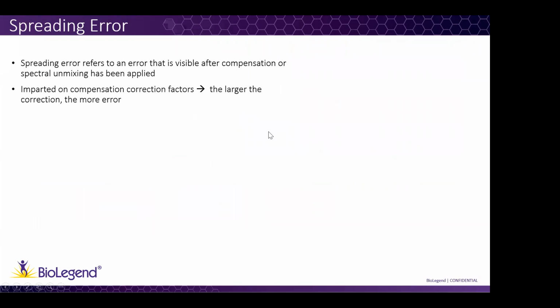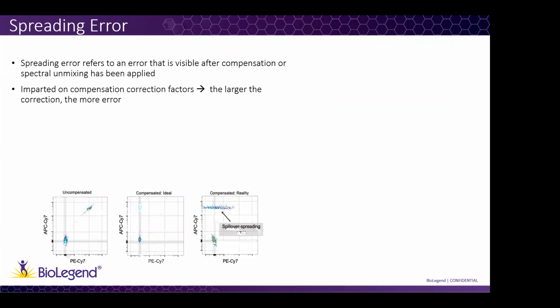And then what that means is that the spreading error refers to an error that is visible after compensation or spectral unmixing has been applied. So basically what it means, if we check a conventional example here, we have PE-Cy7 and APC-Cy7 together.